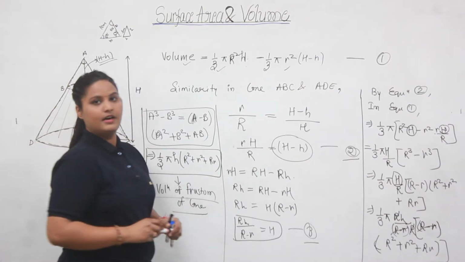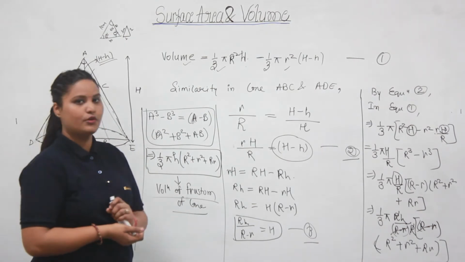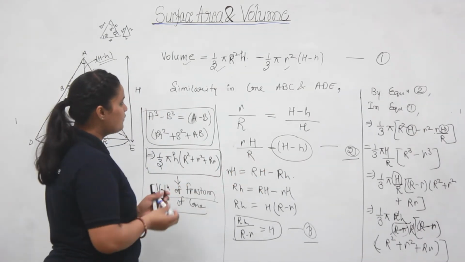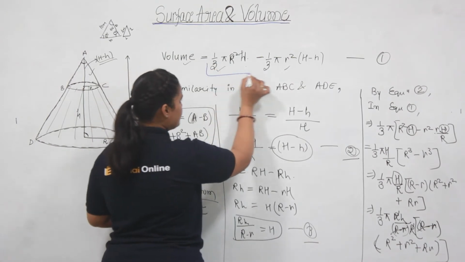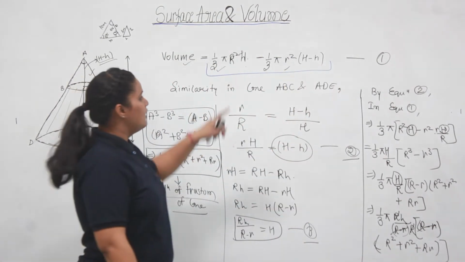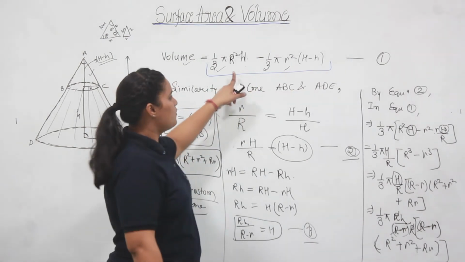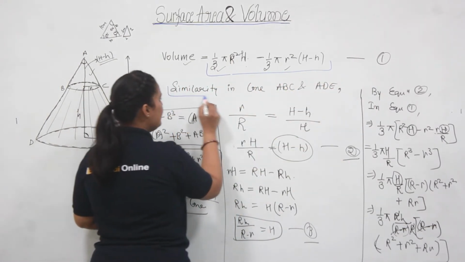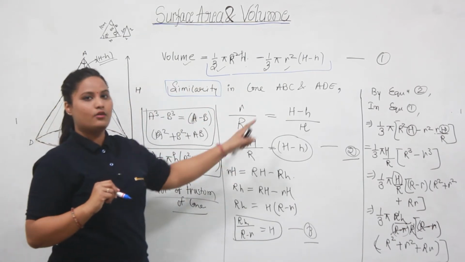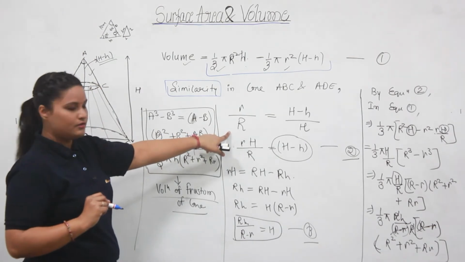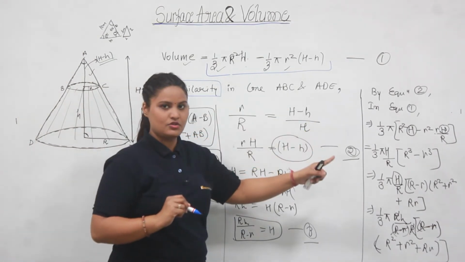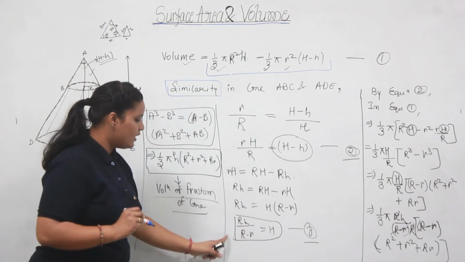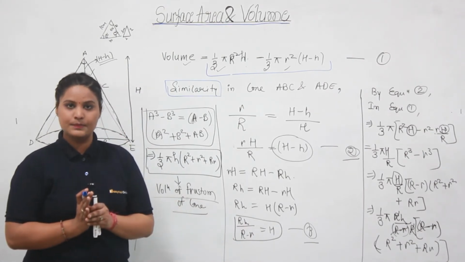Clear? I don't want this to be very complicated for you, so I am just revising again. Do focus on what steps I have followed over here. First of all, you just have to subtract the volume of the smaller cone from the volume of the larger cone, right? This is my equation number 1. Now, by the rule of similarity, I find out the proportionality of the sides of the cone. Through this, I come to the conclusion r upon R is equal to H minus h upon H, and solving it, I came to the value of capital H, which is equal to Rh upon R minus r. Any doubt till here?